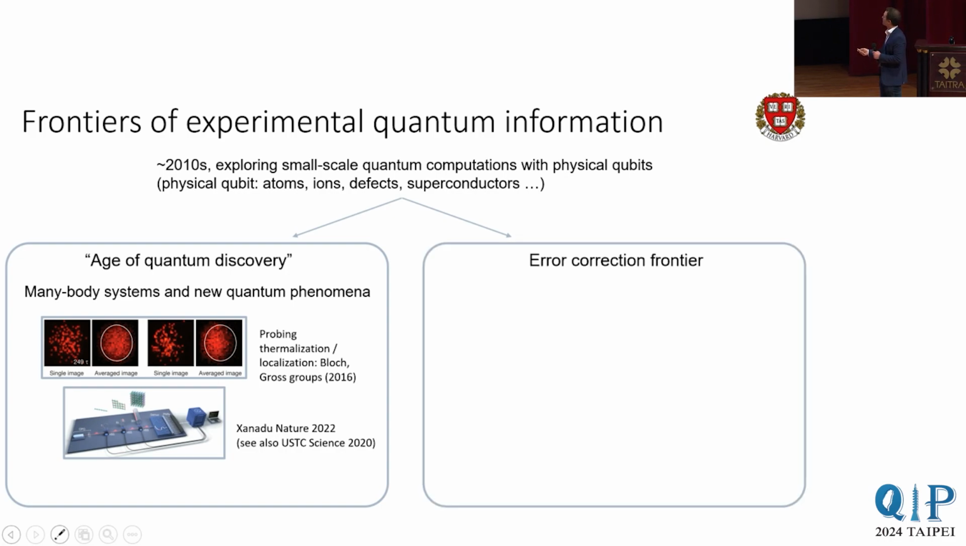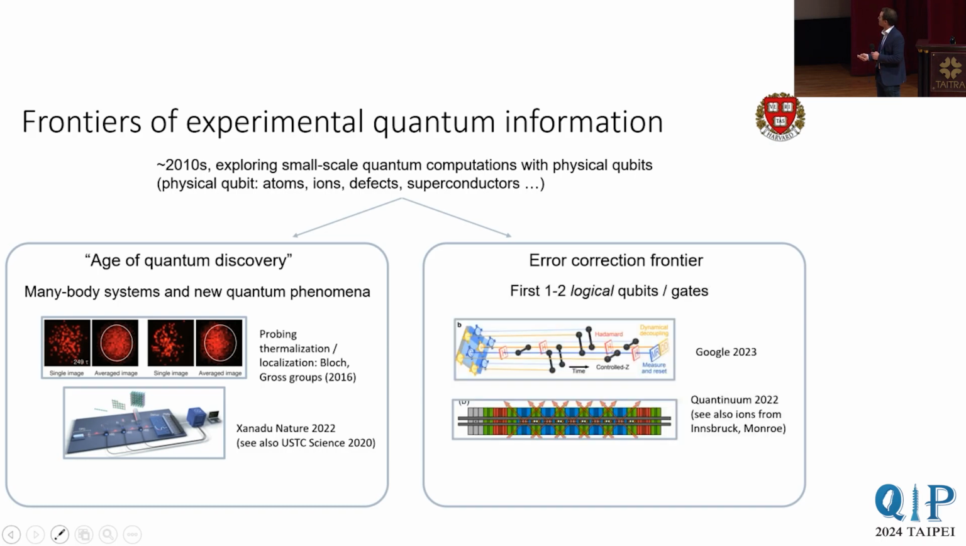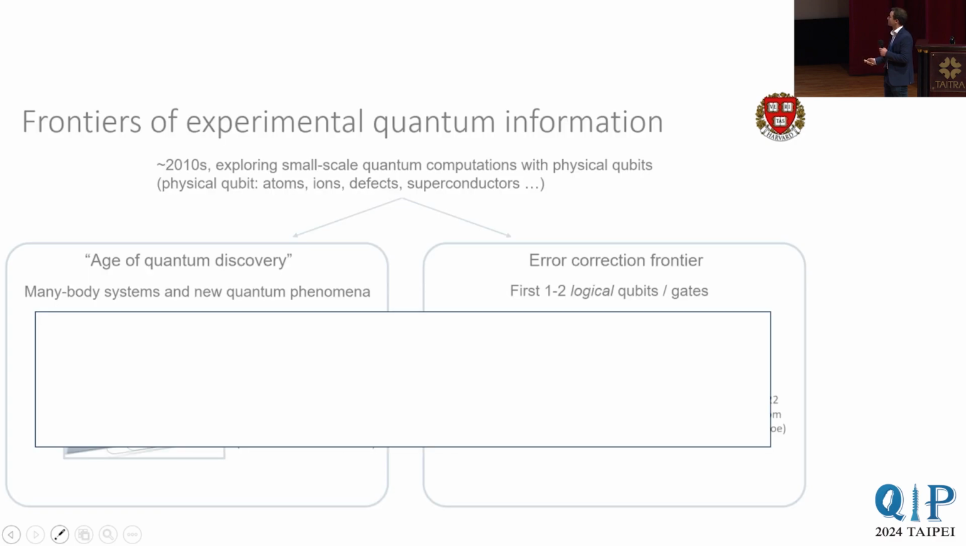And another one is the error correction frontier, and that's going to be the focus of today's talk. What this means is that we can take our physical qubits and combine them into conglomerate logical qubits. And just very recently, in quite amazing milestone demonstrations, people have been able to do the first one or two logical qubits and gates in these various systems. And that's going to be the focus of today's talk.